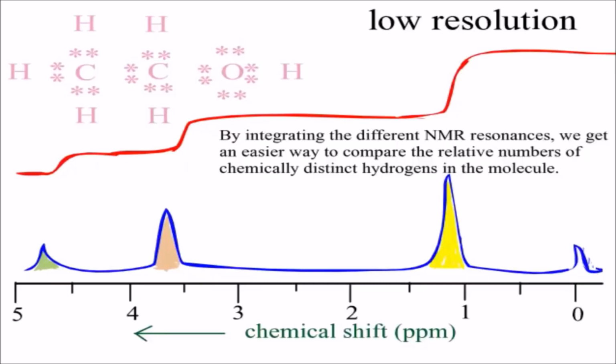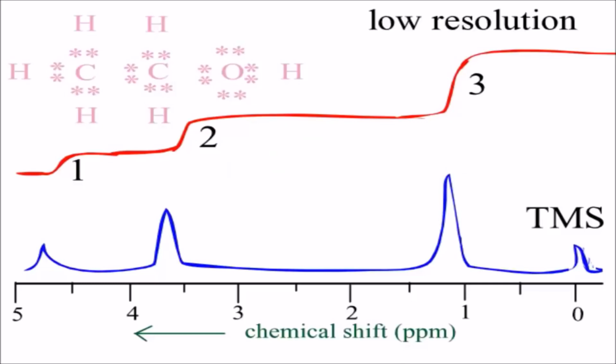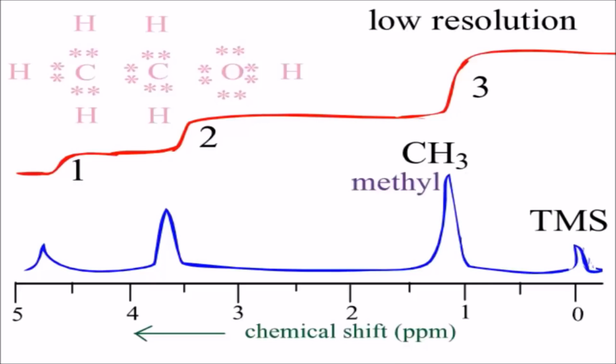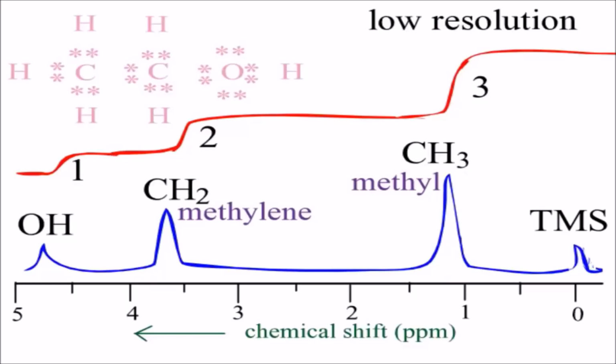So apart from the peak for TMS, we have 3 peaks, and in the integration trace we have 3 drops, in the ratio 3 to 2 to 1 in terms of their heights. So that first peak is for TMS. The second peak there is for the methyl protons, 3 protons in that region, 3 equivalent protons. The next peak is for the methylene protons. We've got 2 protons in that environment, 2 equivalent protons. And then the last one is for the proton of the OH group, and we've just 1 unique proton in that environment in the molecule.